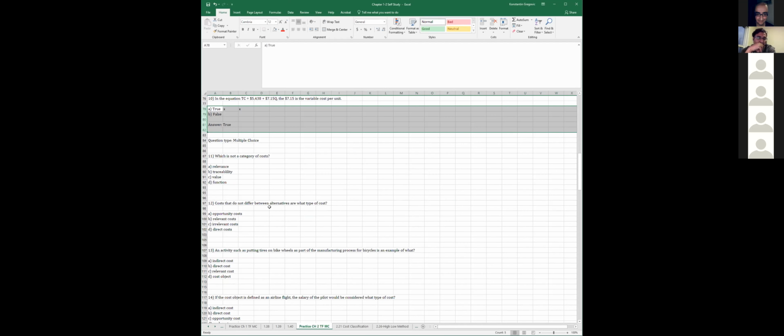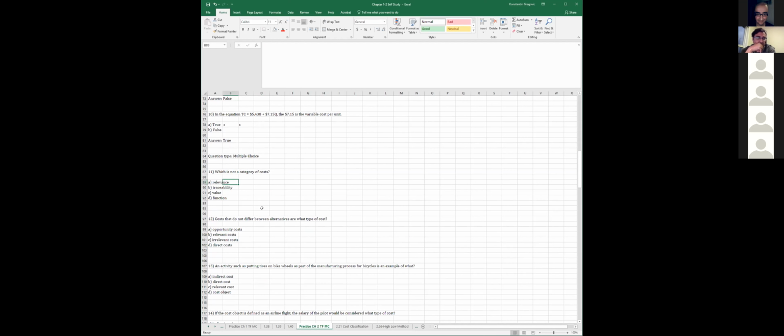Okay, let's do some multiple choice here. We're at 8:20, we still got some time here. What is not a category of costs? Relevance, traceability, value, function. Which is not a category of costs? That's a weird question. I think function. Value. I'm going to say C. I'm looking at B. A and B is definitely right, so it's between C and D. Yeah, it's C, function.